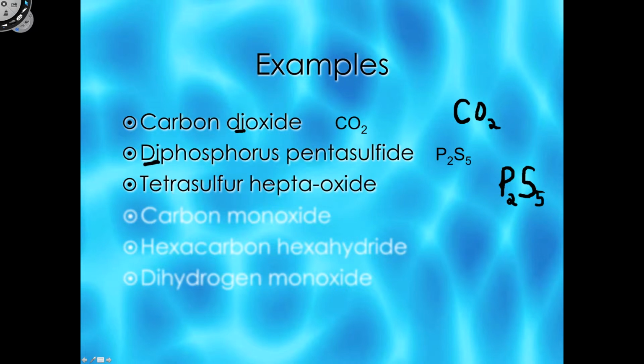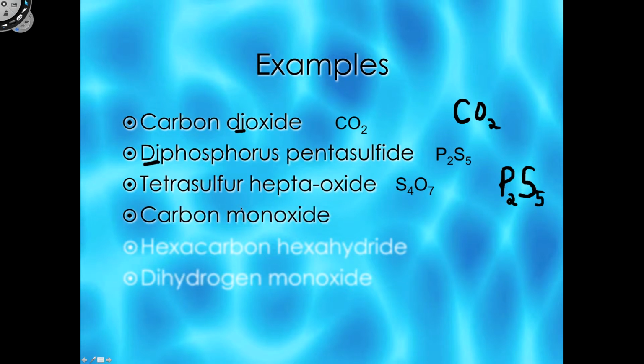So tetrasulfur heptaoxide. So we're going to have sulfur, S. We're going to have oxygen, O. Tetra, that means 4. Hepta, that means 7. So S4O7. Carbon monoxide, again, if you don't see anything on the first element, and it's a covalent compound, you do not need to assume it's anything but 1. It means 1. So C is the first symbol, O is the second symbol. We notice that mono is on the second word, so that means it's also a 1.